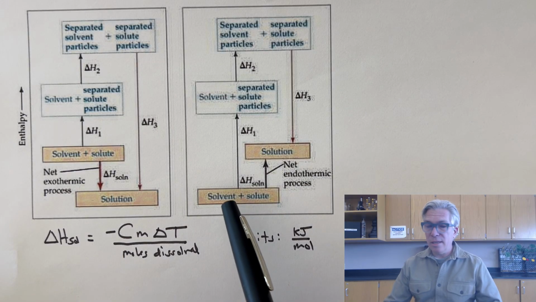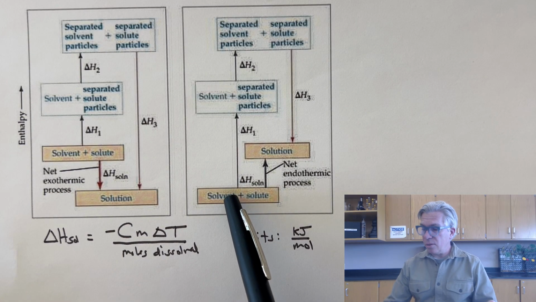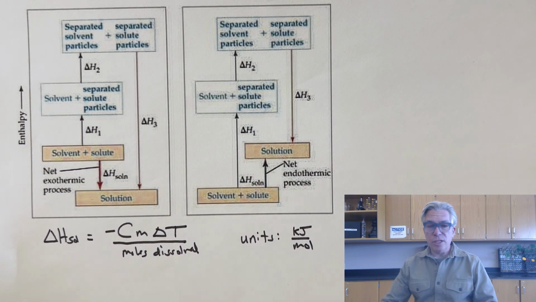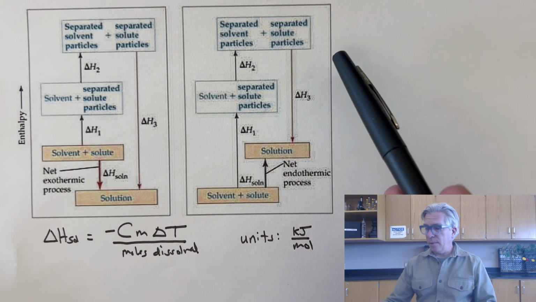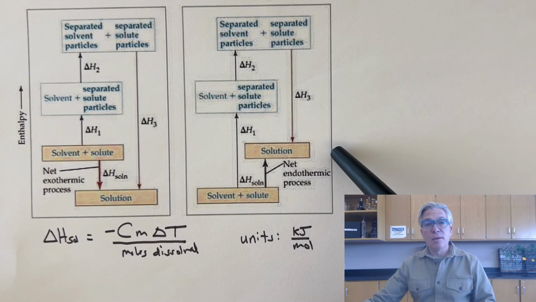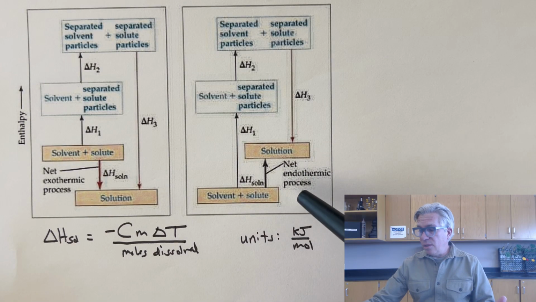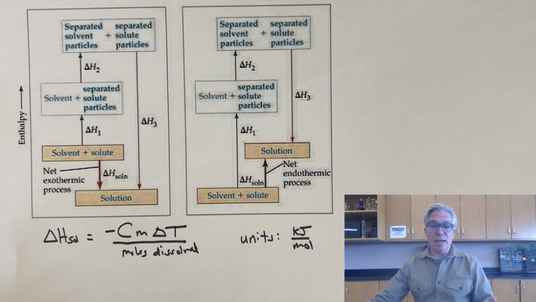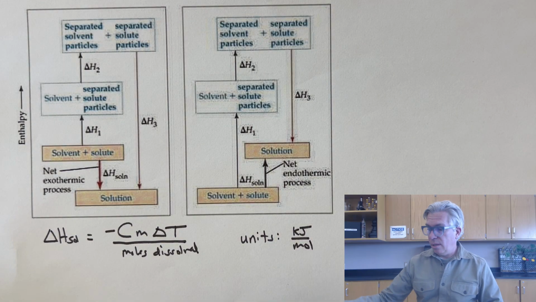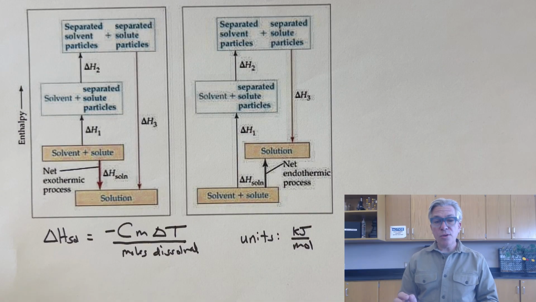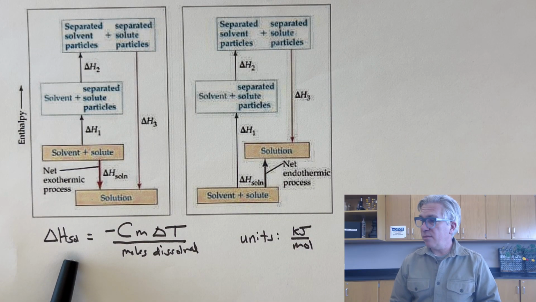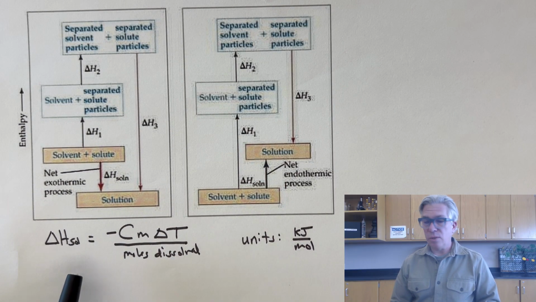On the other hand, if those solvent and solute particles require a ton of energy to break them apart from each other, and then you only get a little bit back when they make new attractions, then you have a net endothermic process, and if you put the stuff in your calorimeter cup, the temperature will go down at that point. Either way, though, you would calculate the heat of solution by using this relationship.